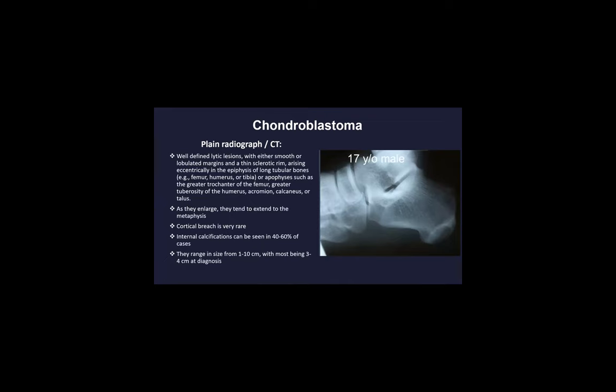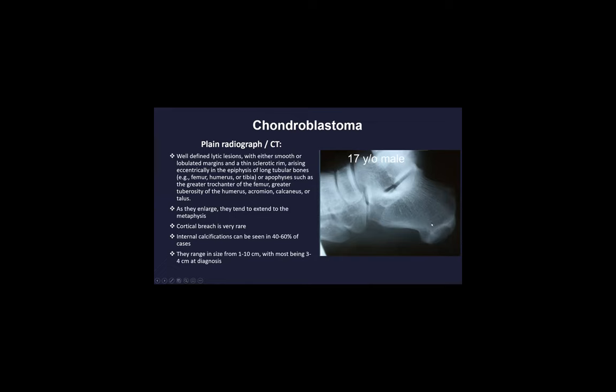So when we look at the imaging features of chondroblastomas, starting with radiographs, very similar in many ways to giant cell tumors. They're well-defined lytic lesions, but as opposed to giant cell tumors, as shown in this image here, there's a lytic lesion, yes, but the margins are sclerotic. So it's a well-defined lesion with sclerotic margins.